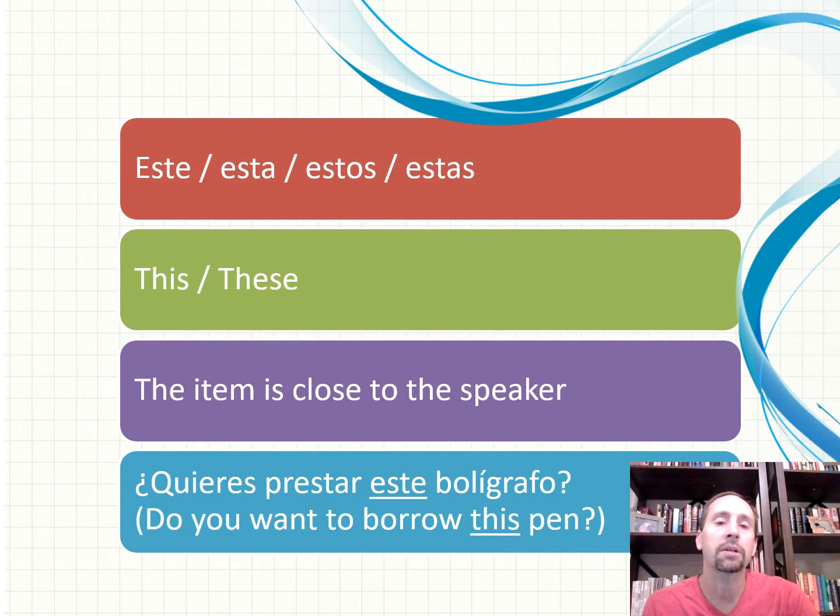All right, so the first one we're going to take a look at is this and these. We've got two ways to say it in English, a singular and a plural. Same thing in Spanish, but then we also have to add in masculine and feminine, so that's going to give us four options in Spanish. I use these when the item that I'm talking about is close to me, the speaker. So I've got este, esta, estos, and estas. And notice that the masculine singular version is este. It does not end in O, but we're going to take a look at when you might use that.